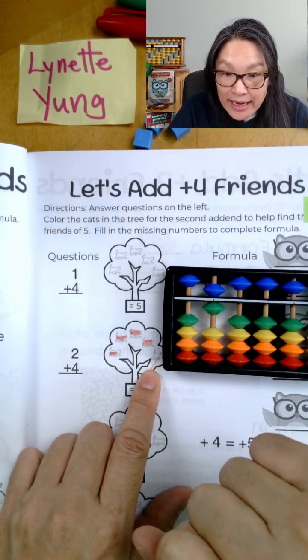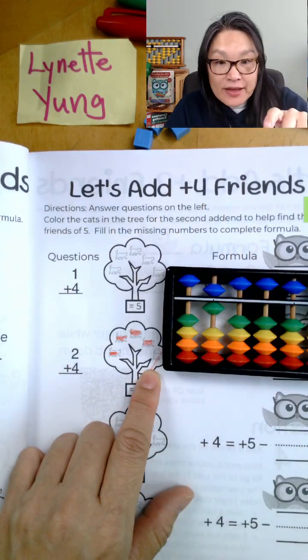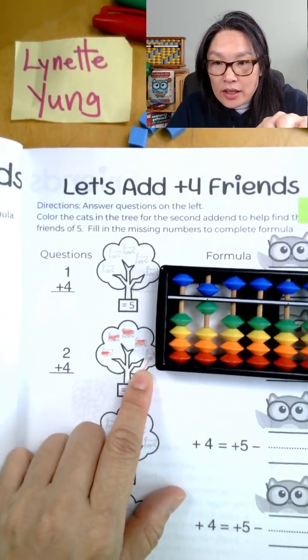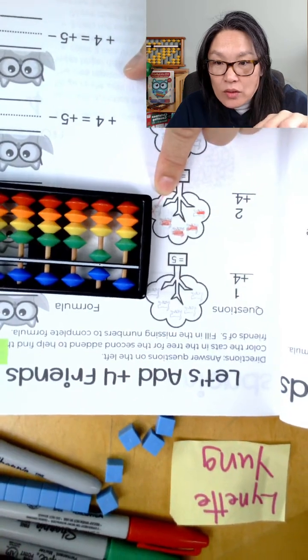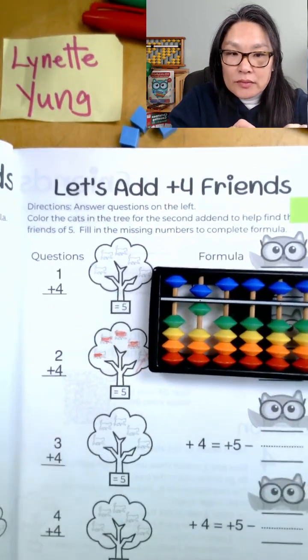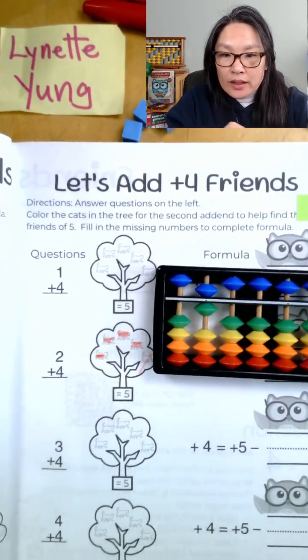So then it becomes, my answer is 6, if that makes sense. The idea was to try to get the kids to understand that they go to the cats in the tree. Whoa, that's not what I wanted. Okay, there we go.